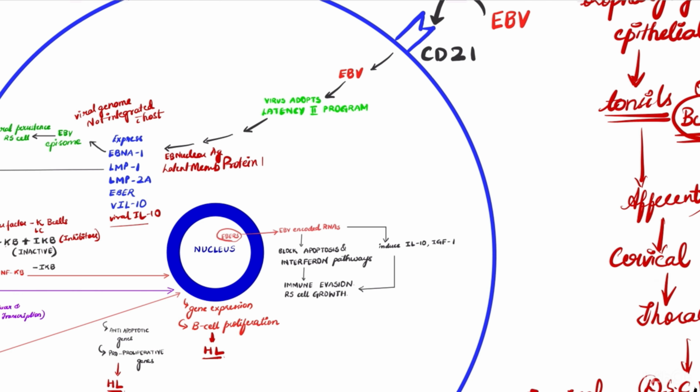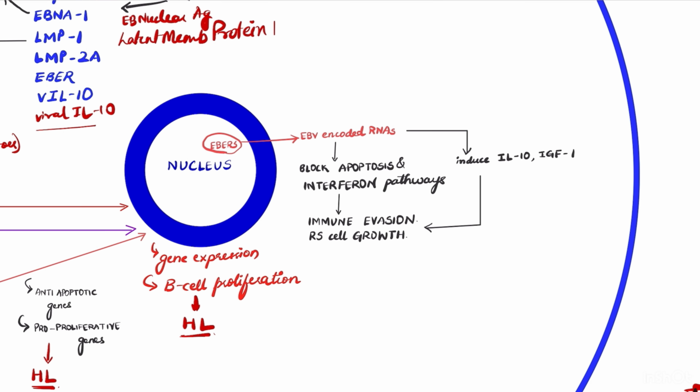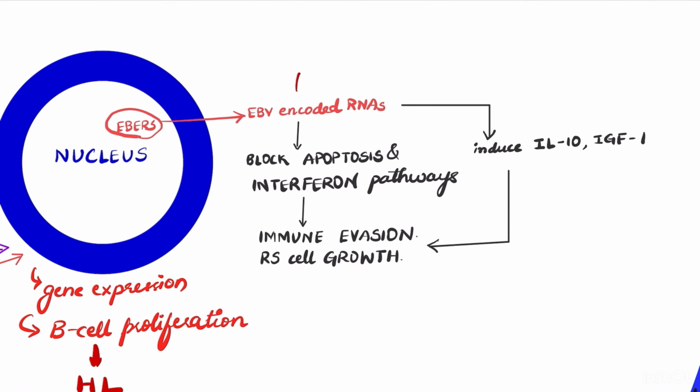And there are certain EBER, the Epstein-Barr virus encoded RNAs. So these are the RNA molecules that are encoded by the virus. What do they do? They will block the apoptosis. EBER, they will bind to protein kinase receptor and they block the apoptosis. When apoptosis does not occur, that is, the induced cell death does not occur, this infected B cell will survive.